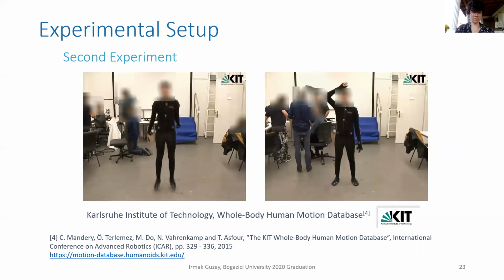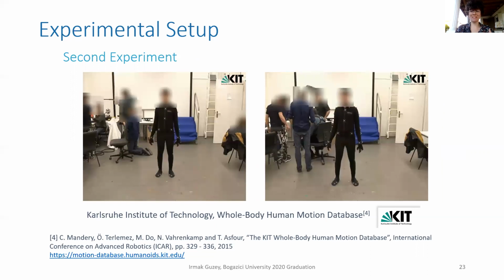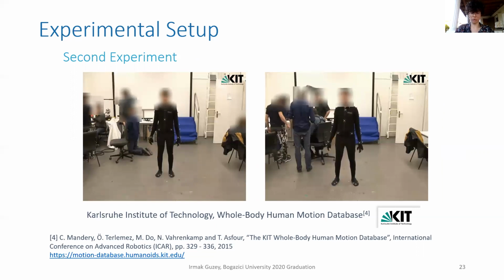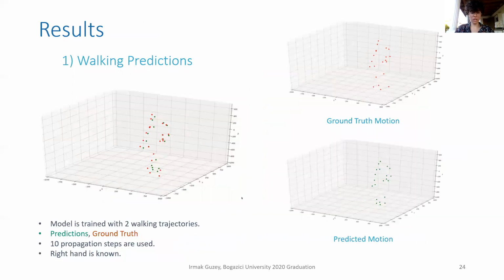And as a second experiment, we trained the model with 20 different movements. They include jumping forward, rightwards, leftwards, waving, walking in circles, running, and more. Now for the results. These are the results of the first experiment.